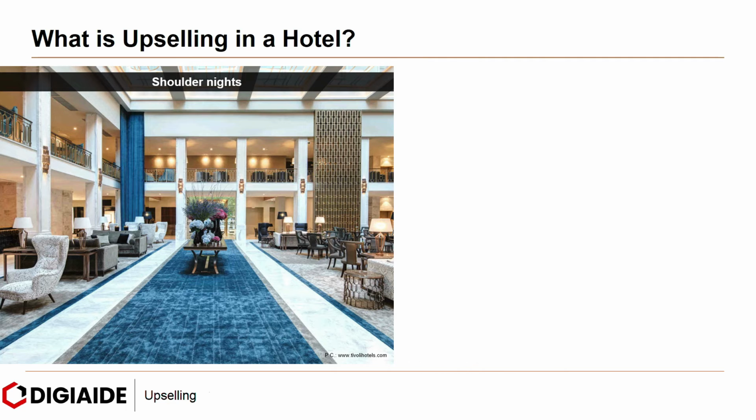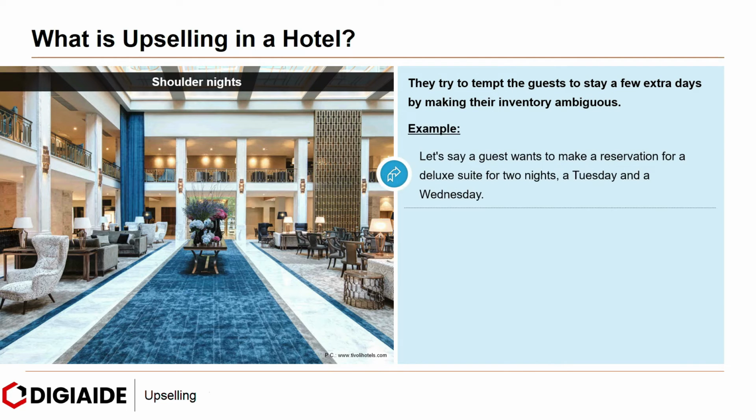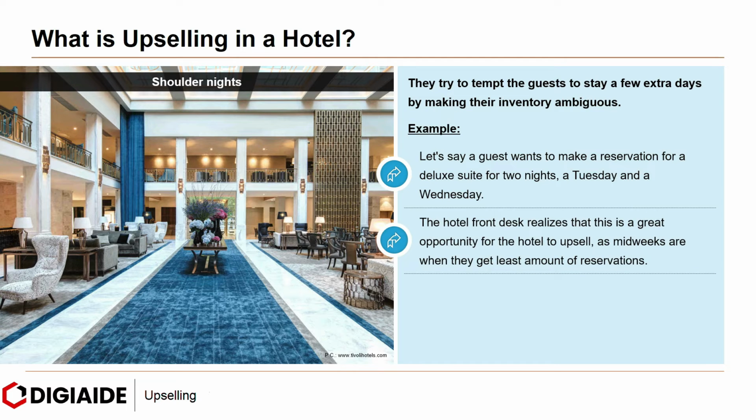And next, shoulder nights. This is a very widely used strategy for reservation used by hotels. They try to tempt the guests to stay a few extra days by making their inventory ambiguous. Example, let's say a guest wants to make a reservation for a deluxe suite for 2 nights, a Tuesday and a Wednesday. The hotel front desk realizes that this is a great opportunity for the hotel to upsell, as midweeks are when they get least amount of reservations. So in order to increase the number of reservations, they implement the shoulder night strategy.